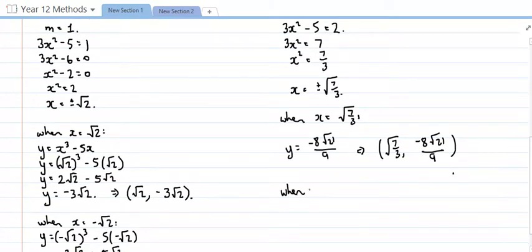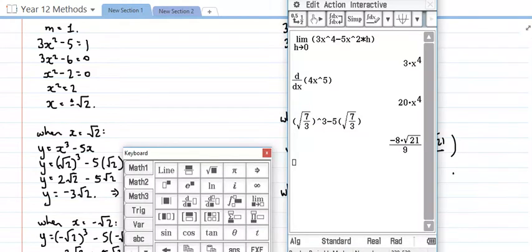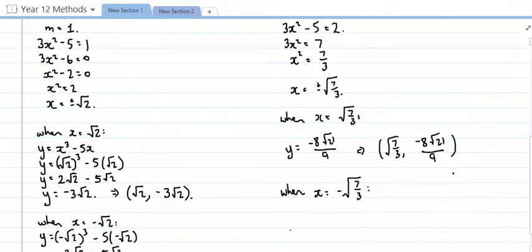And likewise, when x equals negative root 7 on 3, again we can type that into the calculator. I'm just going to change these here to negatives, and it's just 8 root 21 on 9. So again, nice and symmetrical. So y equals 8 root 21 on 9, which gives us the coordinates of negative root 7 on 3 and 8 root 21 on 9.